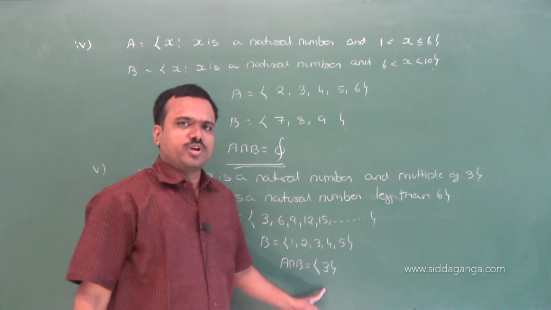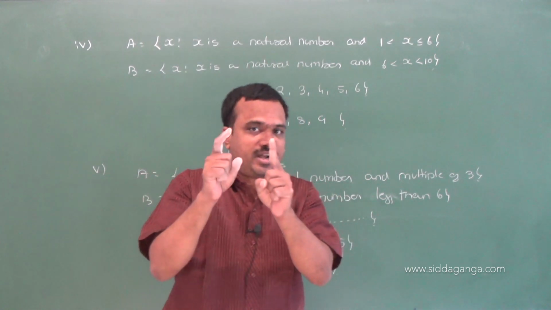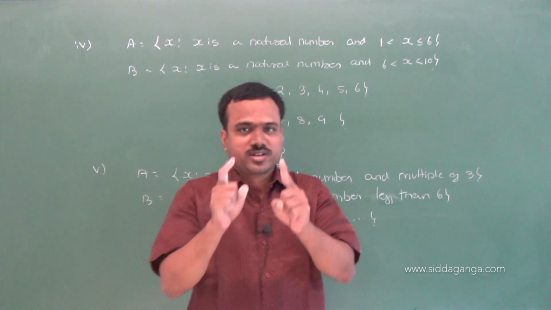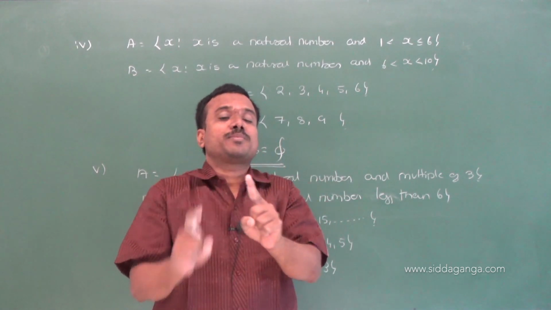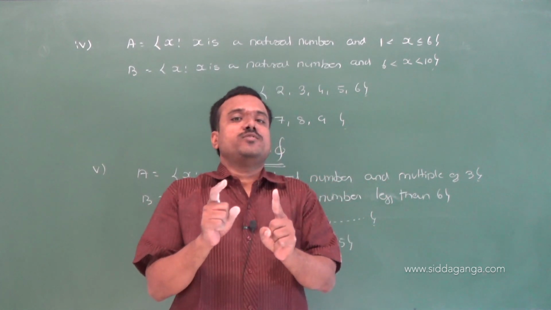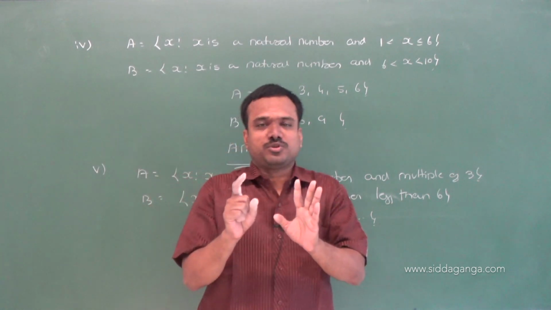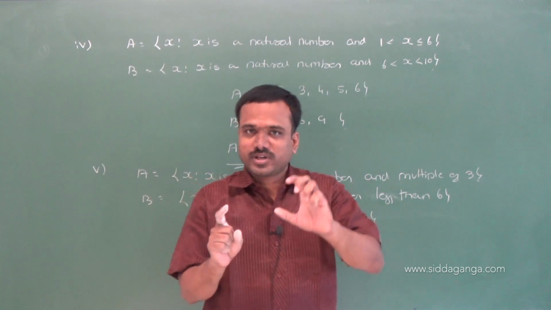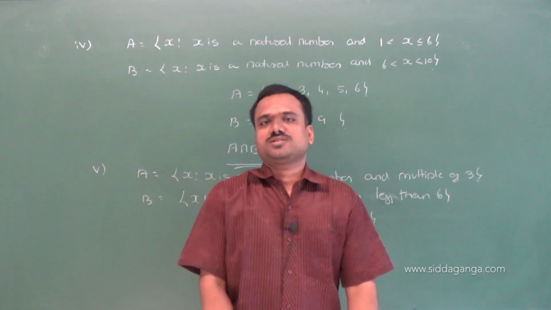Understand? So this is very important. Once again, I explain: the intersection of two sets is nothing but the common elements which are present in A and B. Okay, we stop up to this. We continue the intersection of two sets problems in the next class. Thank you.